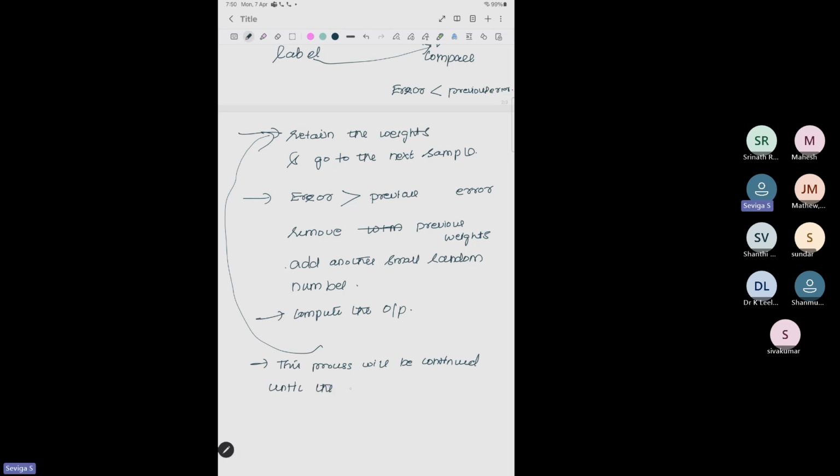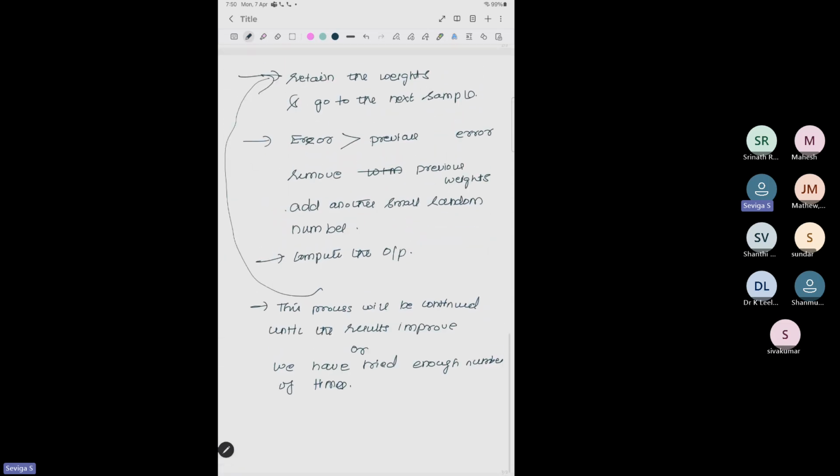Until the results improve or we have tried enough number of times. So we have tried enough number of times. Then we have to move on to the next sample.